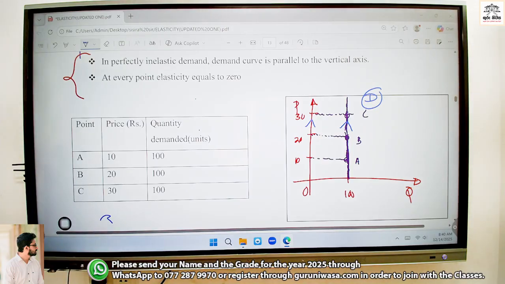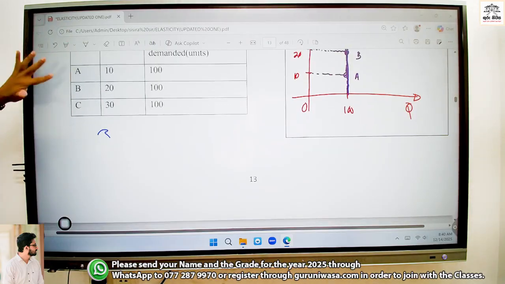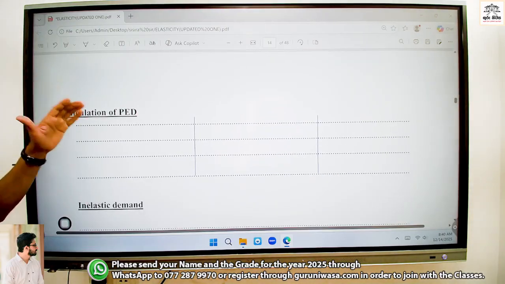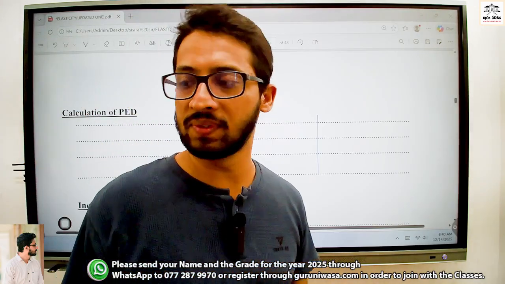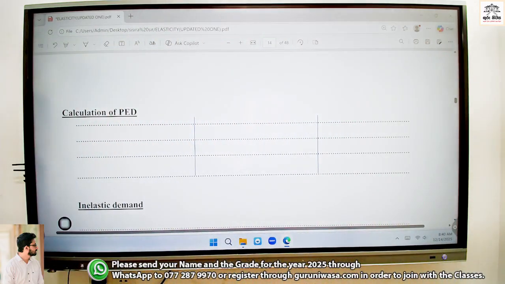Any doubt? No, sir. Then I want you to calculate price elasticity of demand for point A and C. Use this space. Calculate PED at point A, B, and C, and see how the PED value behaves. Use the second equation, delta QD over delta P into P over Q. Right?